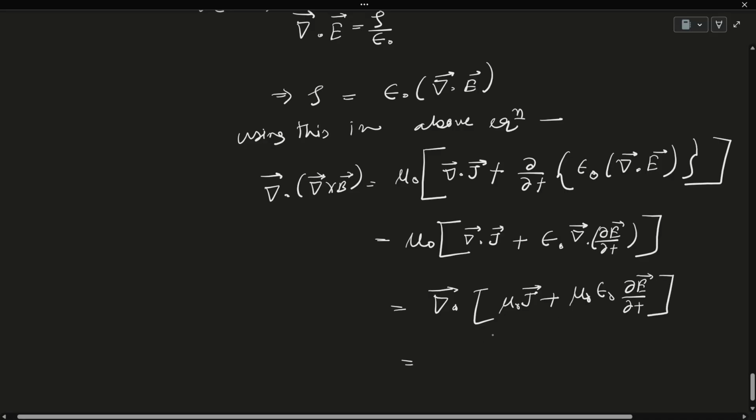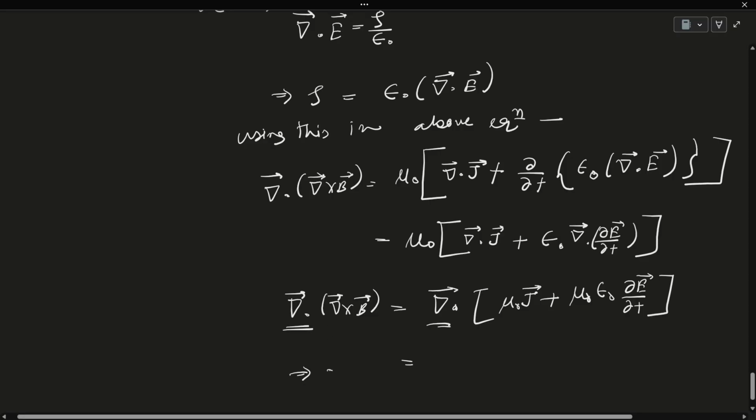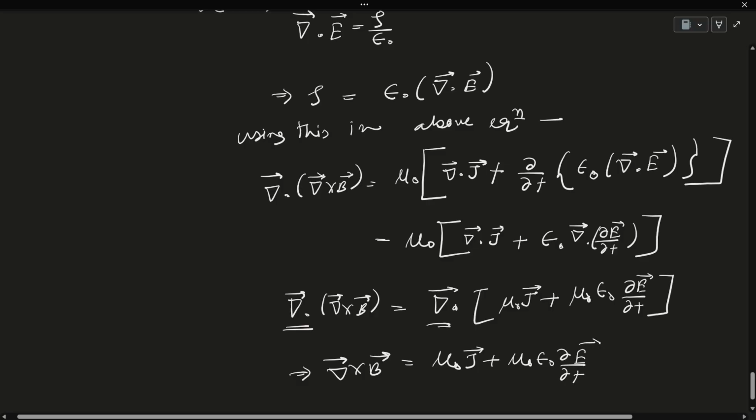So if we remove the divergence term from both sides, what we will get? Del cross B equals mu naught J plus mu naught epsilon naught del E del t. So this was the corrected Maxwell equation.